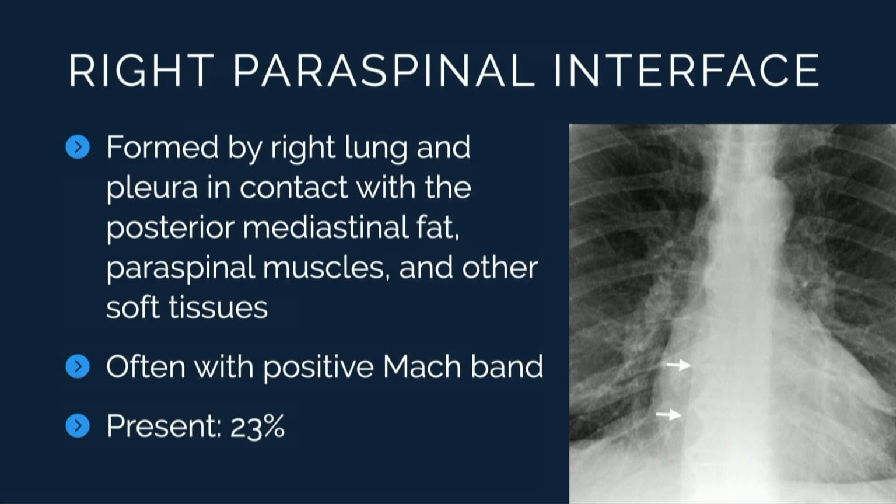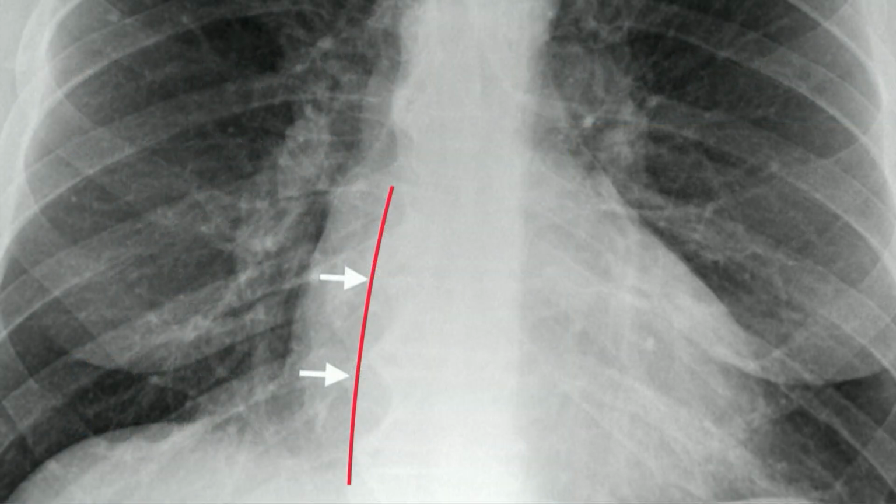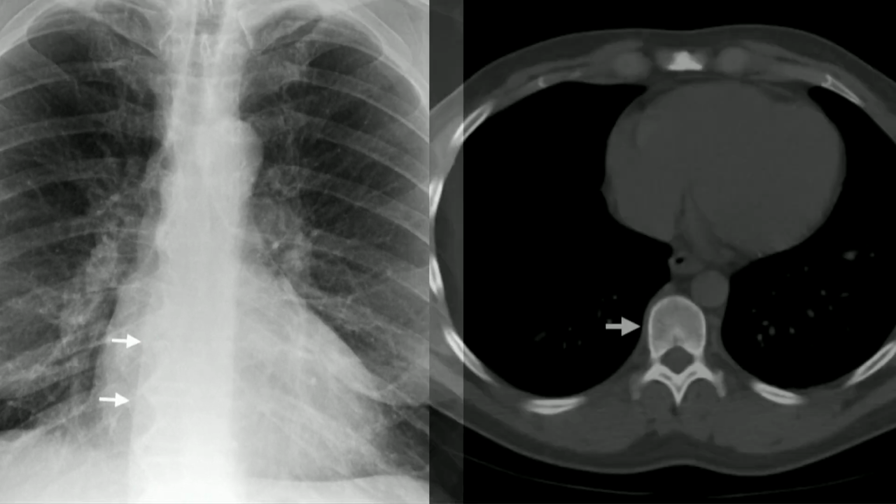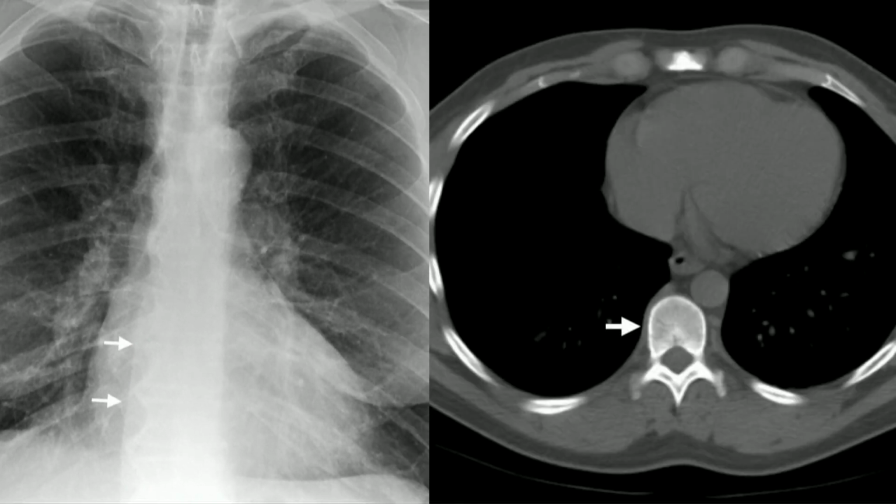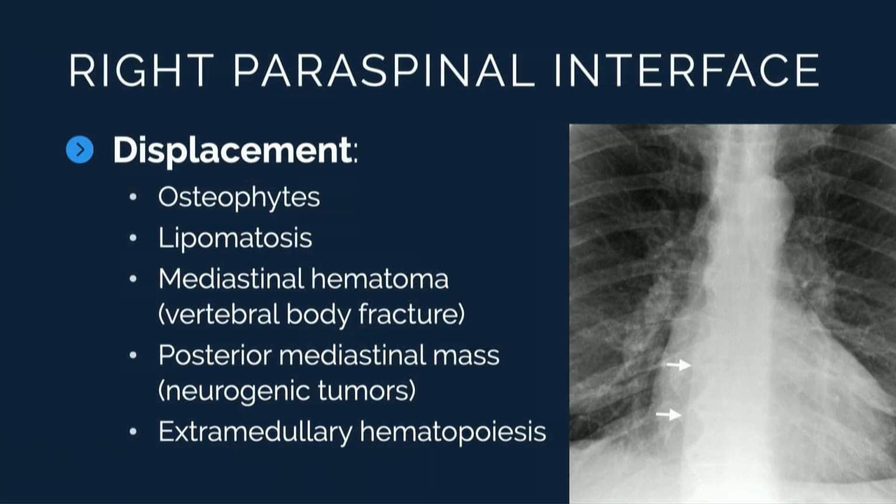Paraspinal interface on the right. So again, usually there's just a thin amount of tissue that lines the spine before you get into aerated lung. And this is what it looks like on the right. And it looks similar on the left as well, except the left tends to be a little bit thicker.